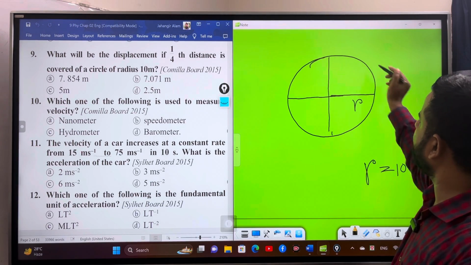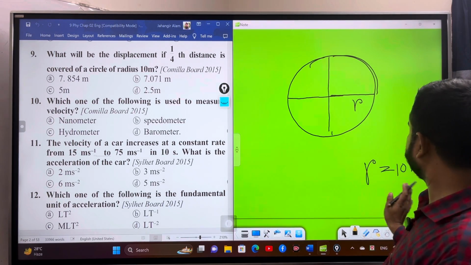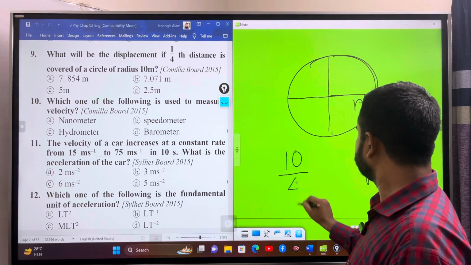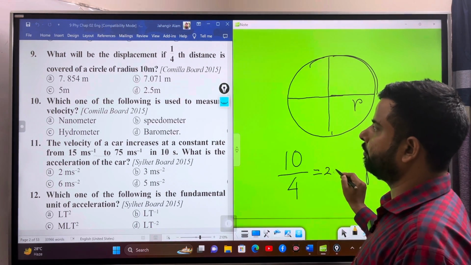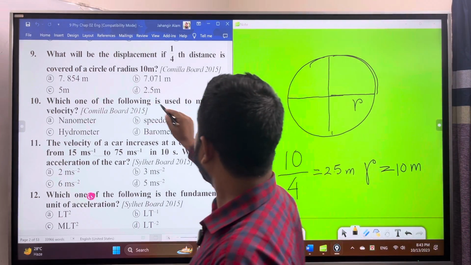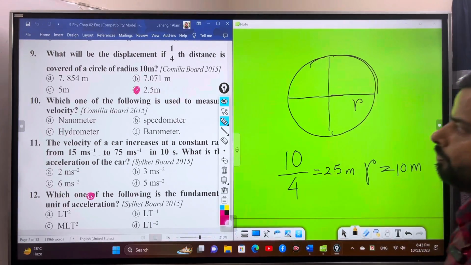this one is the 1/4. So 10 meter divided by 4. So the correct answer is 2.5 meter. This is the correct answer.